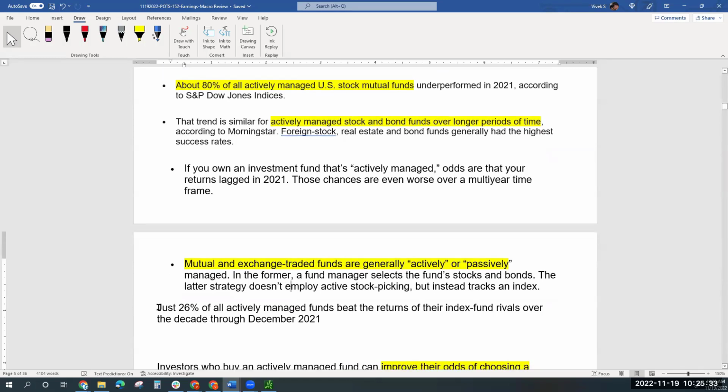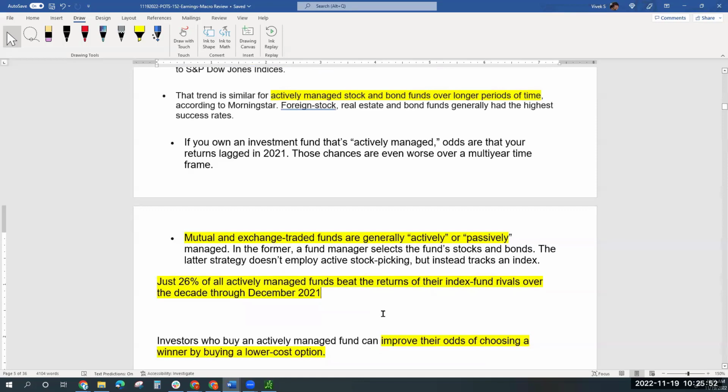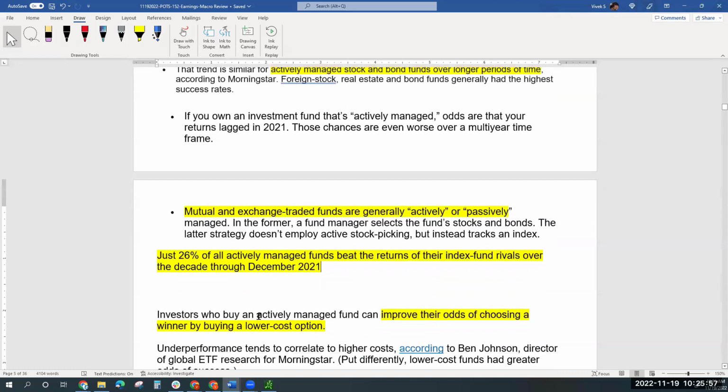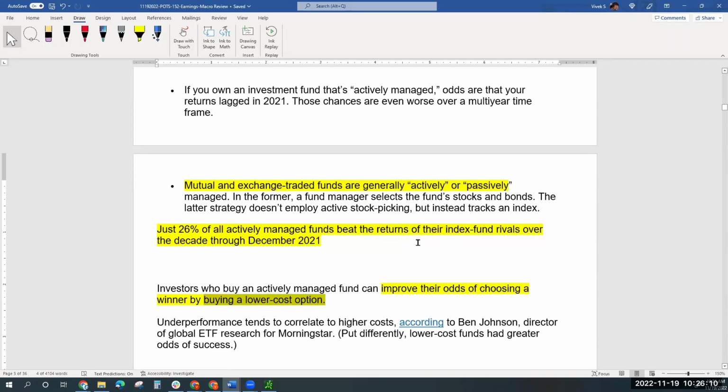So just 26% of all actively managed funds beat the return of their index rivals through the decade ending December 2021. So even for the last 10 years, only 26% of the actively managed funds beat it. So if you're a new investor, maybe just pick up any passively managed ETF. Now, investors who buy active funds can improve the odds by choosing a low cost option. So you really have to find out which one is low cost, because that's where most of the difference comes from.